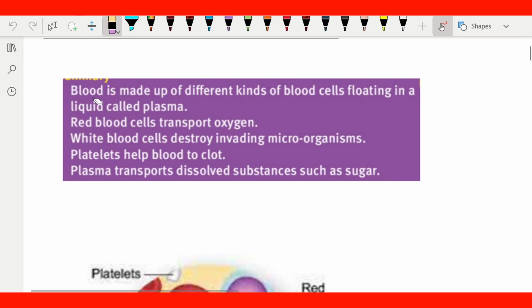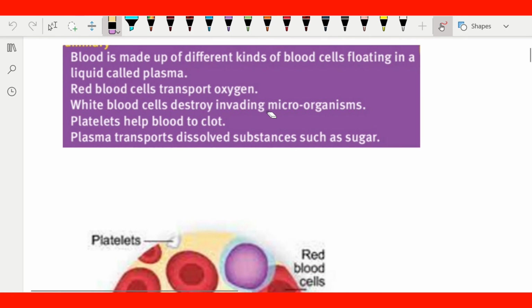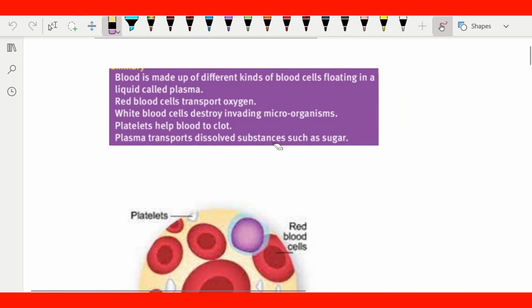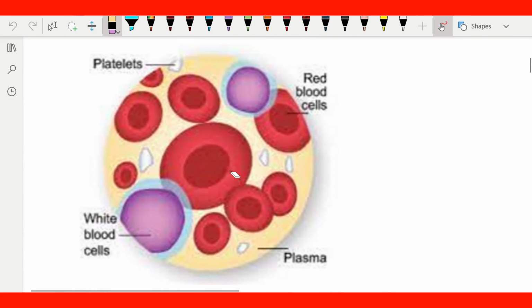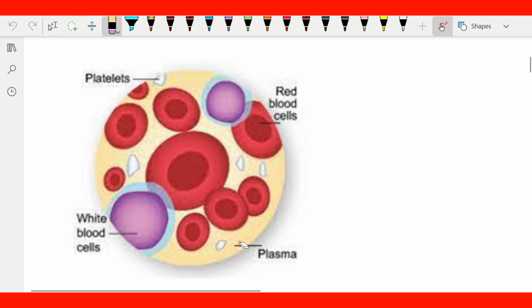Well, here's the explanation for blood. Blood is made up of different kinds of blood cells floating in liquid plasma. We have red blood cells to transport oxygen, white blood cells to destroy invading microorganisms, platelets to help blood to clot, and plasma to transport dissolved substances such as sugar. So here are the pictures: platelets here, plasma is the liquid, white blood cells have this big nucleus, and red blood cells are this shape. Alright, we hope it's clear. Let's move on.